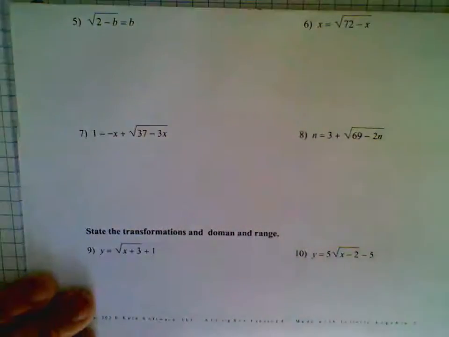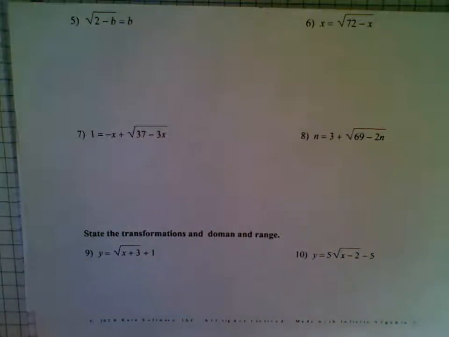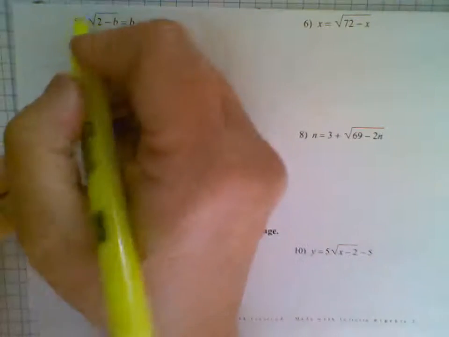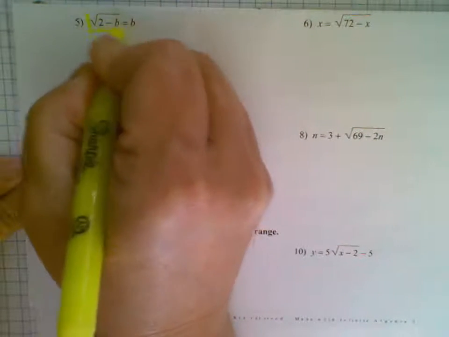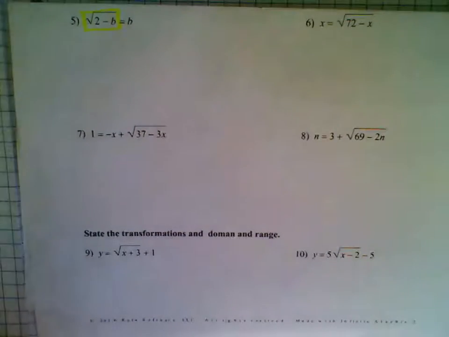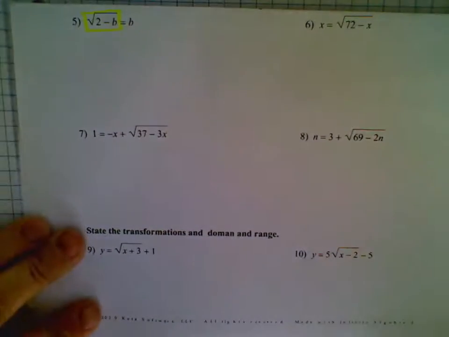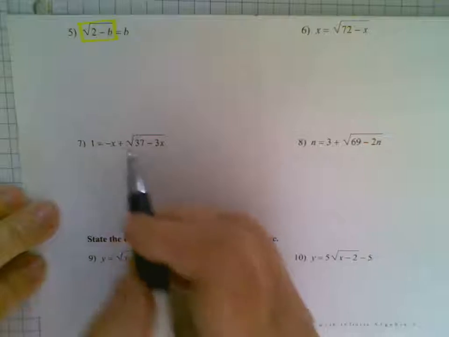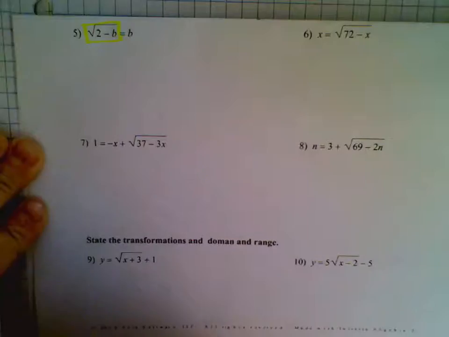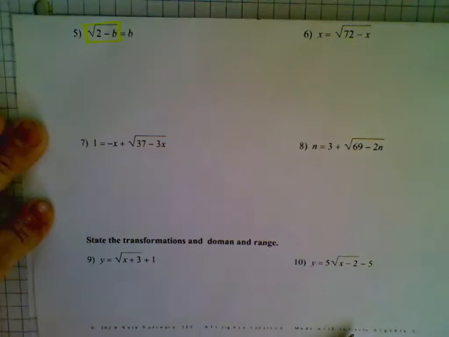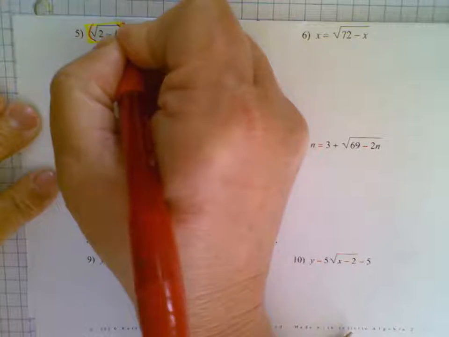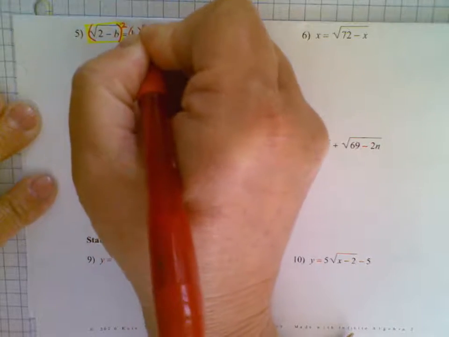So, looking at number 5. All right, my radical is isolated. There's nothing over here with it, so that's all good. We'll have an example in a minute where we do have to do a little bit of work when we get down to number 7. But this one's isolated, so we can raise it to the correct power. This is a square root, so I will square both sides.